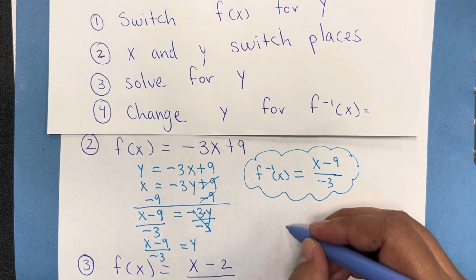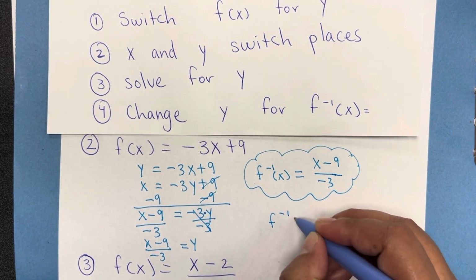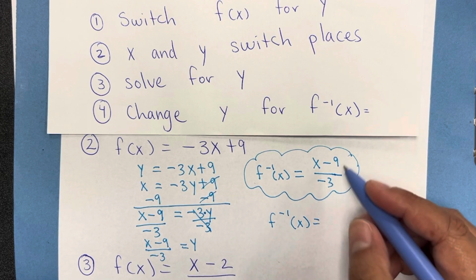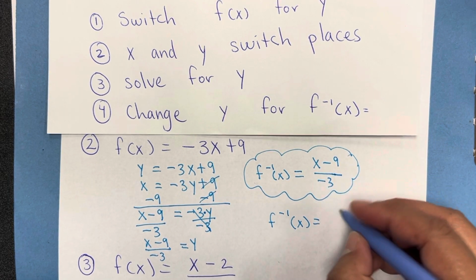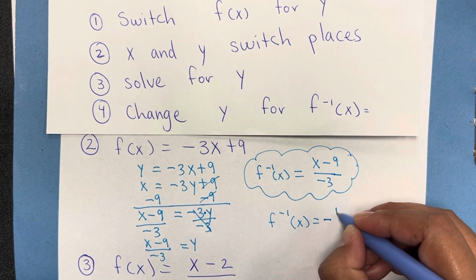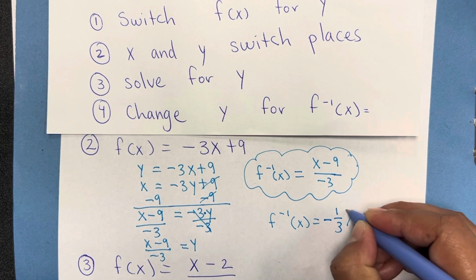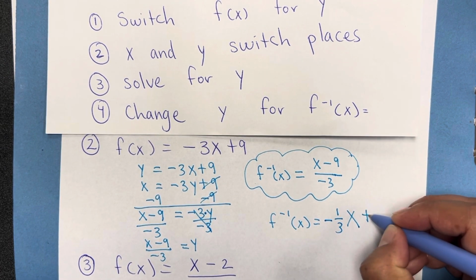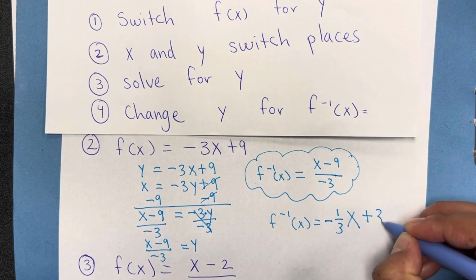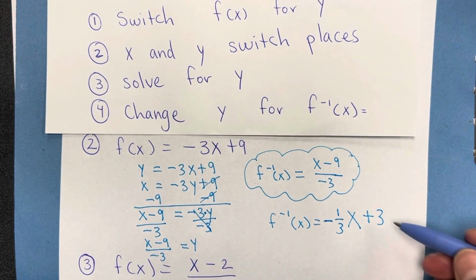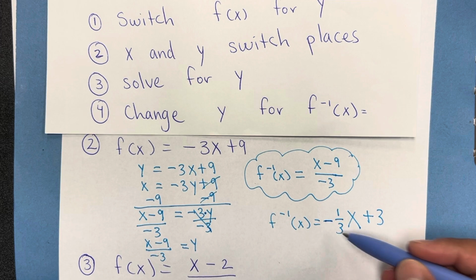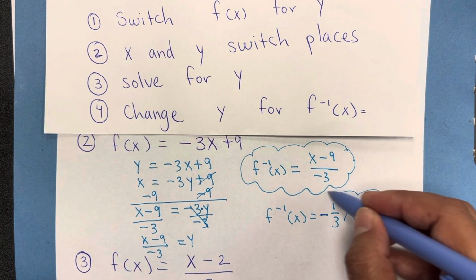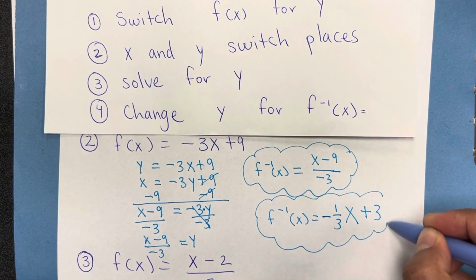But for graphing, we write it like this. 1 over -3 would be -1/3 x. Negative divided by negative is positive. 9 divided by 3 is 3. Okay, that way we have the initial point and then rise and run. So this is another way of writing it as well.